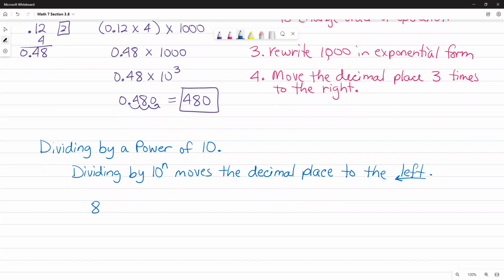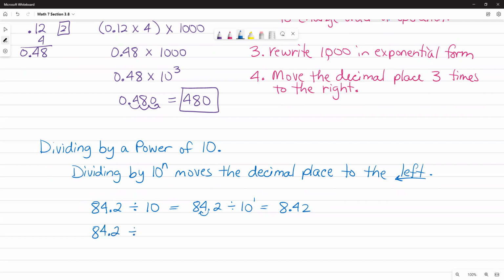All right, so let's look at an example. If we have 84.2 divided by 10, then again, this is 84.2 divided by 10 to the power of 1. So we move our decimal one place and it becomes 8.42. So our first place value goes from the tens place to the ones place.